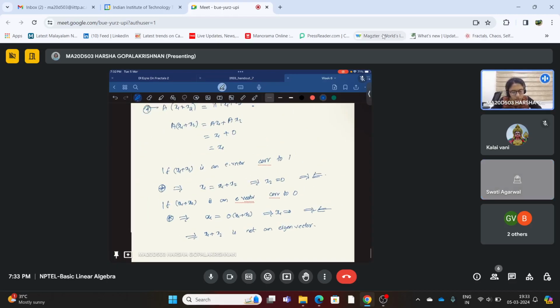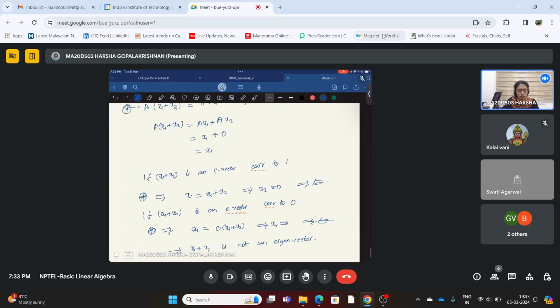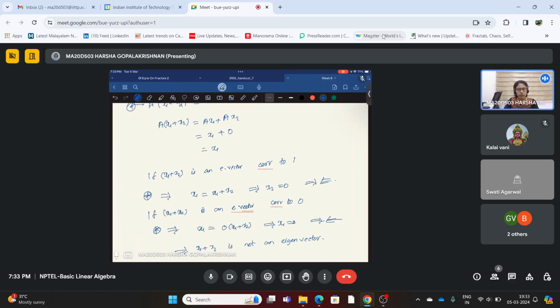Clear? Any doubt in this question? This is just what I have given in general. Actually, you can find particular values of x1 and x2 and add them, just as a counterexample. You can do it like this also.